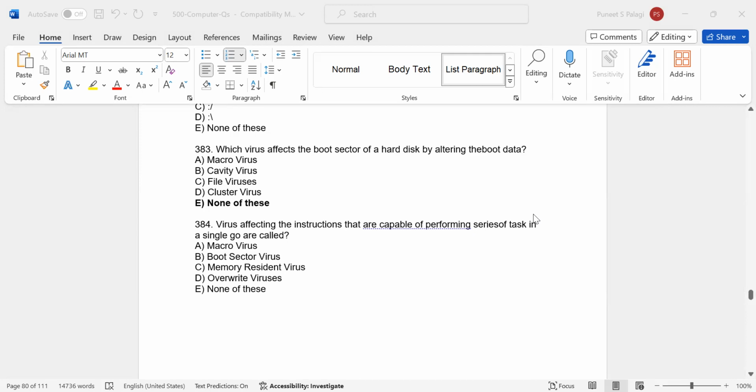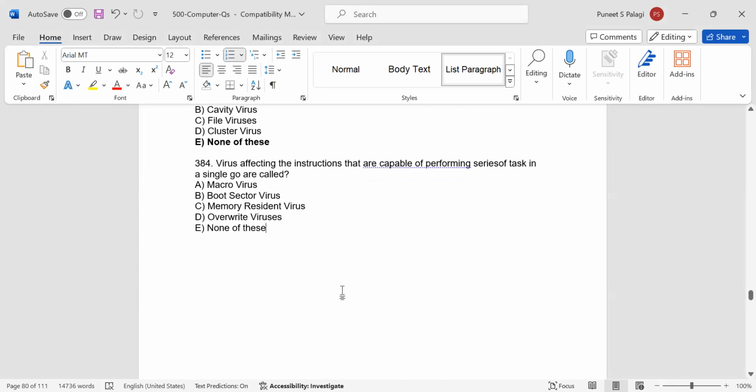also known as the boot infector, targets and infects a specific physical section of a computer system that contains information crucial to the proper operation of the computer's operating system. So in that case, the boot virus is the right answer. So in these options, there is no such option.